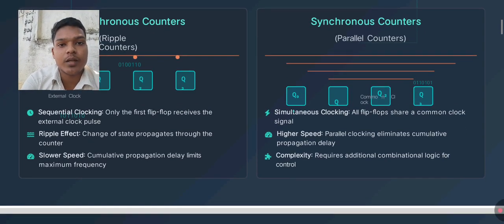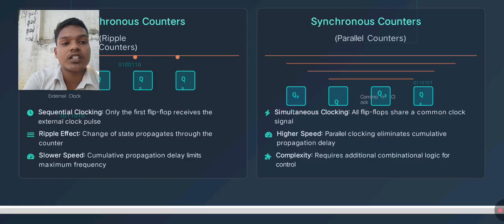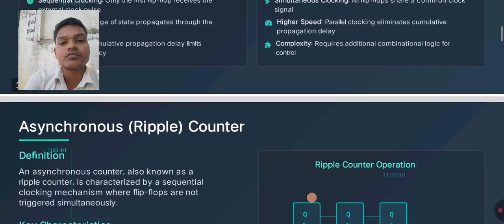Synchronous counters, which means parallel counters. Simultaneous clocking: all flip-flops share a common clock signal. Higher speed: parallel clocking eliminates cumulative propagation delay. Complexity: requires additional combinational logic for control.